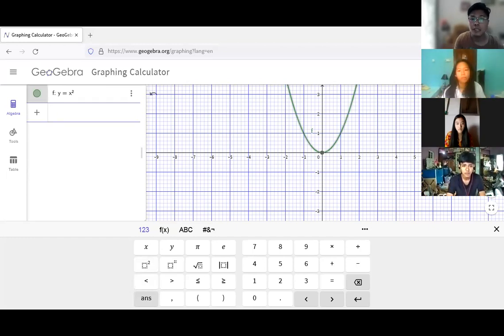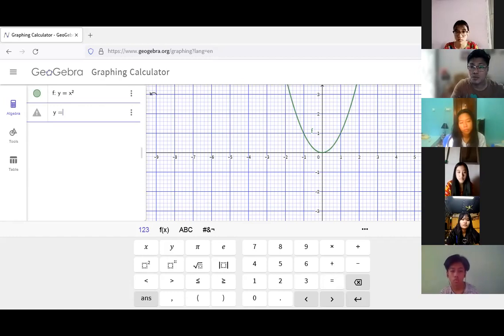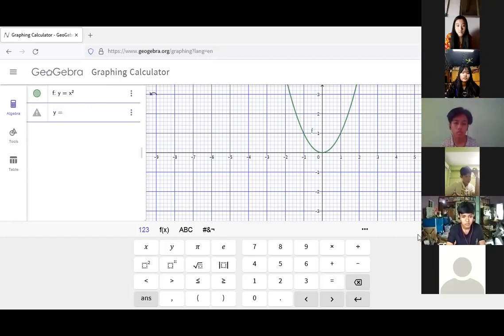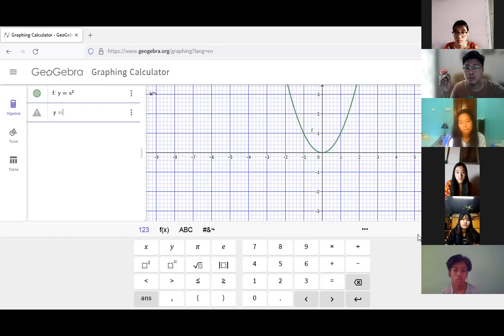Y equal to x squared minus 10x plus 27. Y equal to x squared goes to a point. Y equal to (x minus 5) the whole square plus 2.